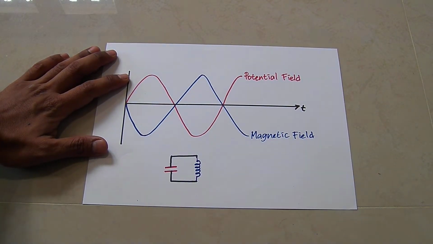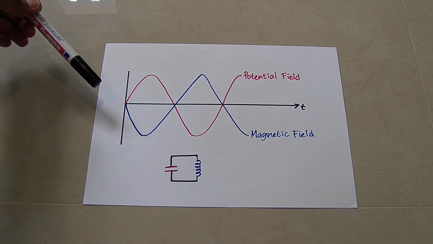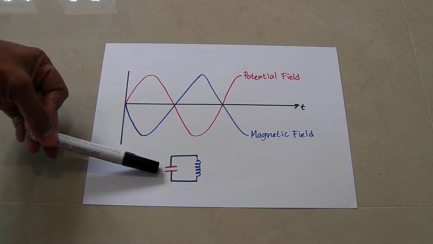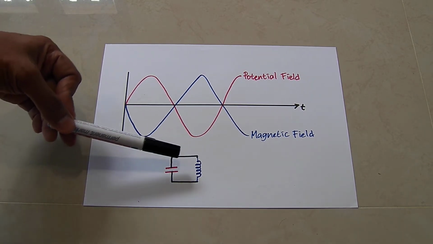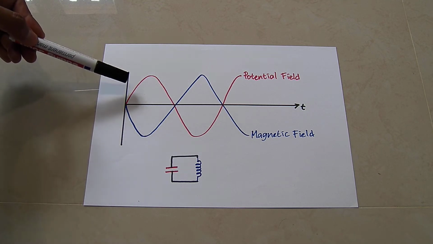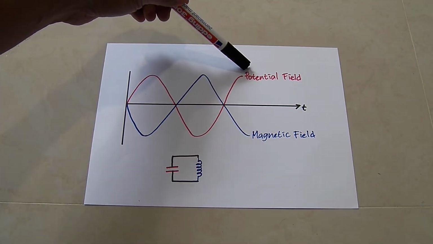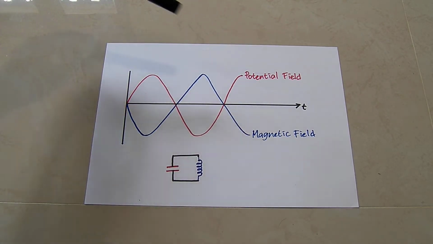On my last video, I showed you this slide. This is a capacitor, and this is a winding or a coil. And I showed you this graph. This is potential field and this is magnetic field.